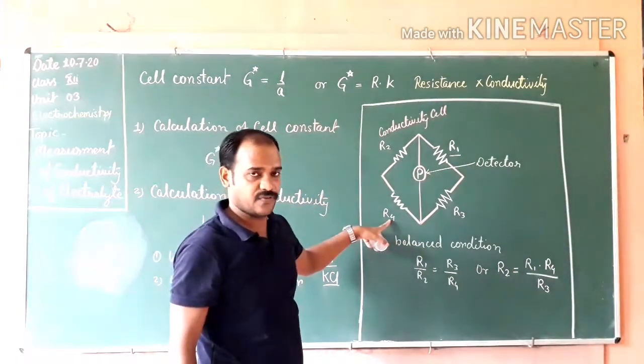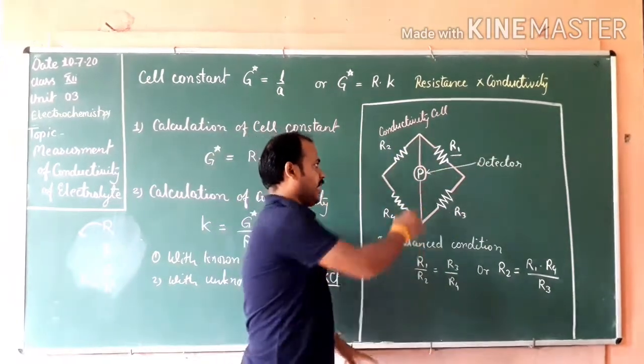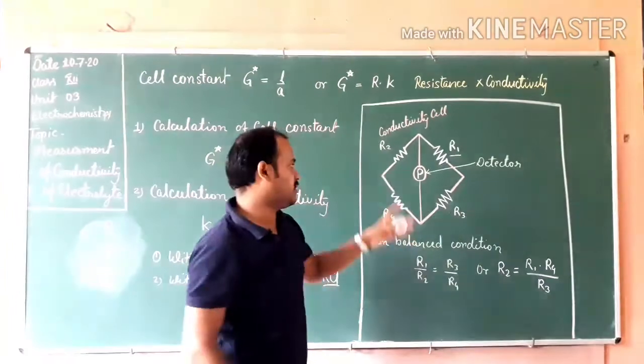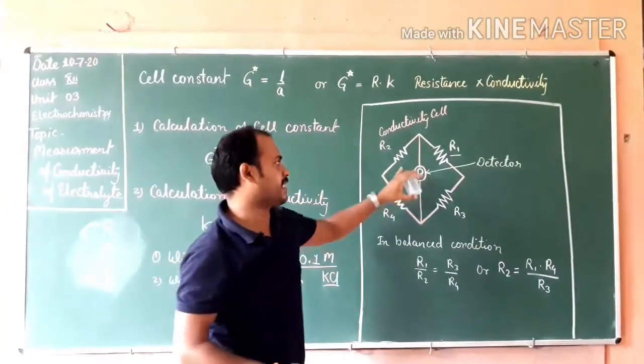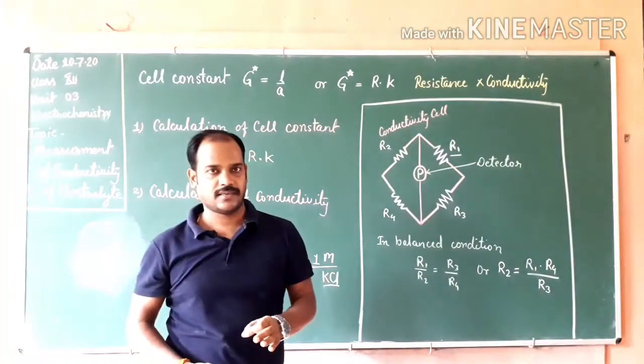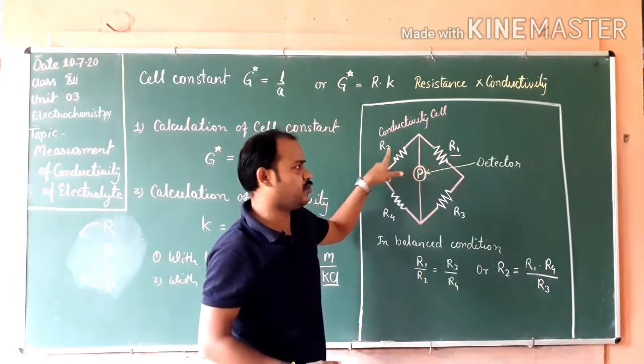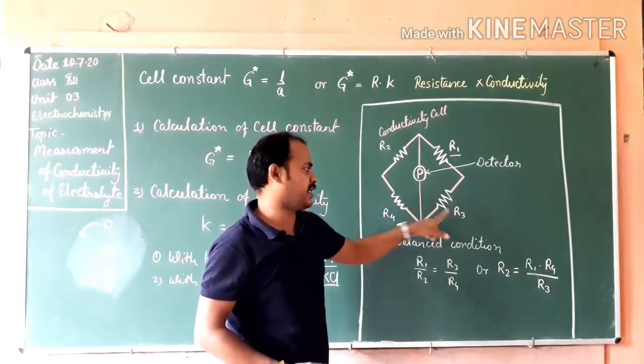If we set the resistors in this form, there is a detector. What is the role of the detector? The detector is used to detect the balanced point. Balanced point means the ratio of R1 and R2 should be equal to the ratio of R3 and R4.